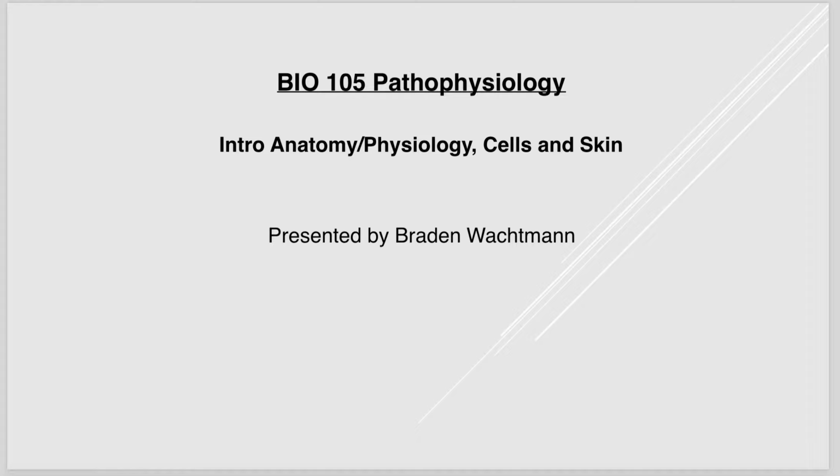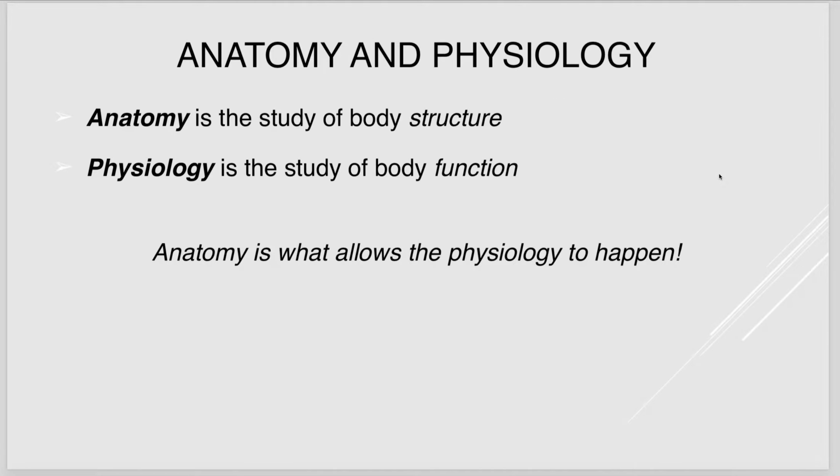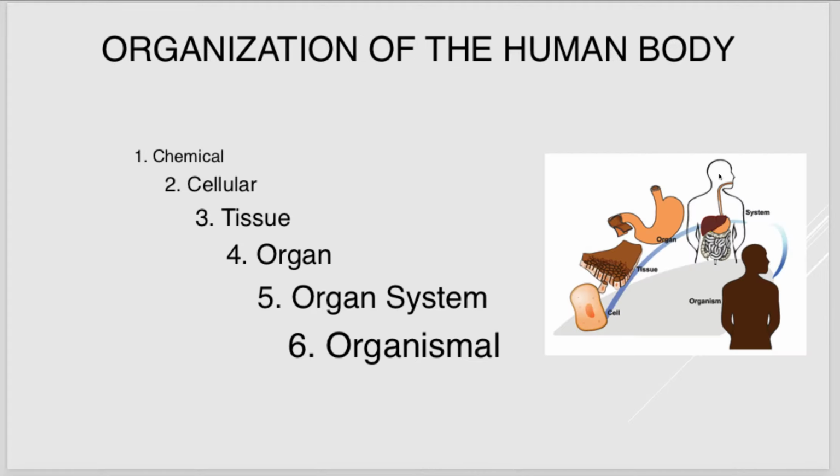Okay, so in this lecture we talked about introductory topics in A and P, and then we covered cells and also skin. So anatomy, of course, is the study of body structure, and physiology is the study of body function. And the anatomy, the way we are set up, is what allows the physiology to happen. It allows the way that the body functions.